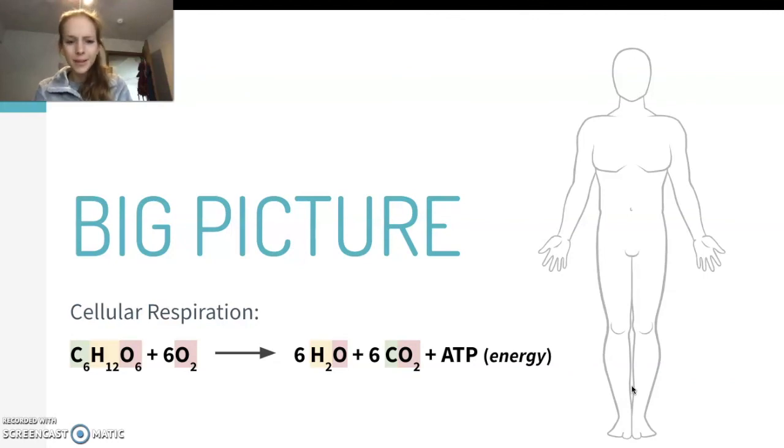So that's what I got for you as a cellular respiration overview, and now you should be set to start thinking about your cellular respiration modeling.